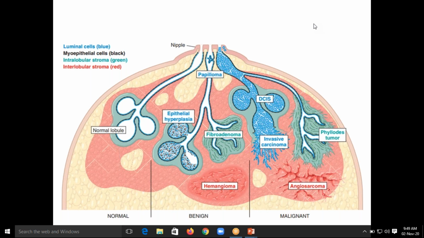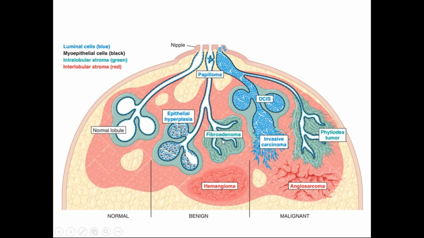So this is the normal globular units of the breast tissue, and this is the lesion that we are discussing in the present class, that is a fibroadenoma with a predominant stromal proliferation with compression of the ducts, showing a slit-like pattern.